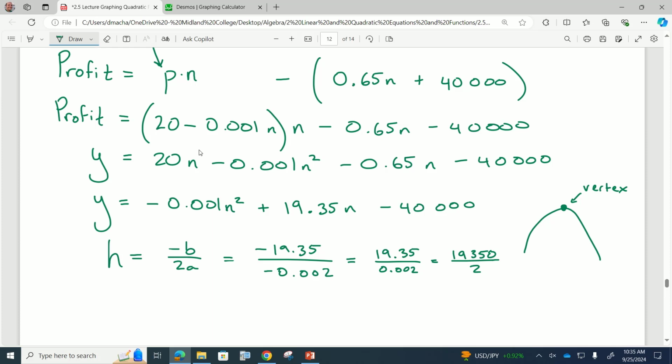You can use a calculator, right? On the second test, you can use just one specific type of calculator. You can use the TI-30X IIS. This is the one you're allowed. So let's go ahead and plug in 19,350 divided by 2, just so I don't have to work too hard. This is the number 9,675. Okay. That is the n coordinate of the vertex.